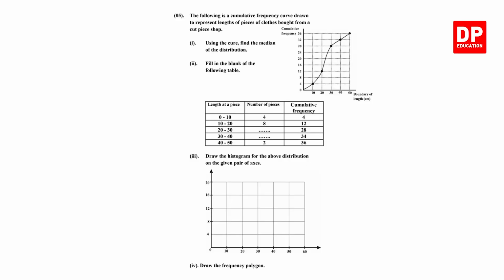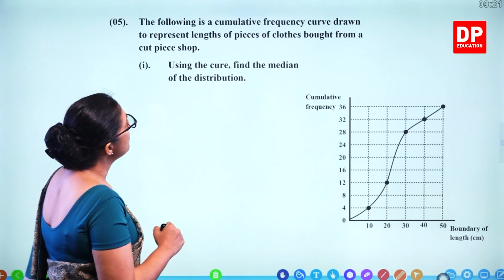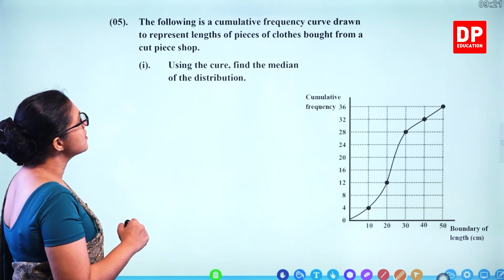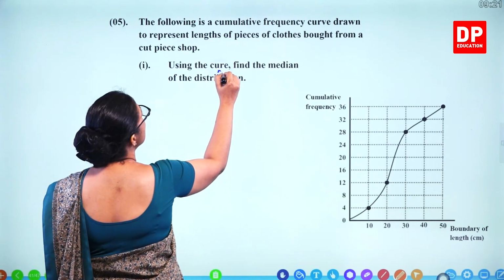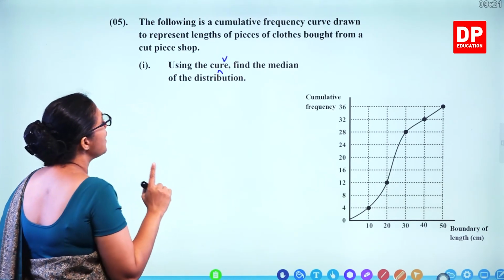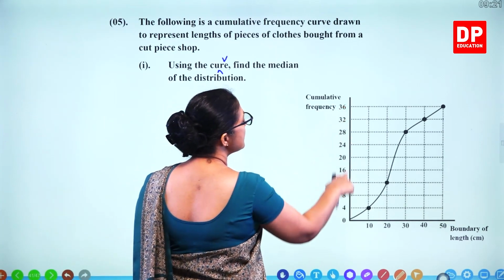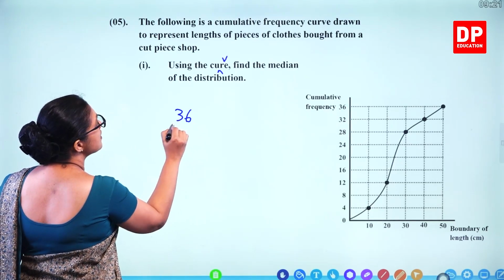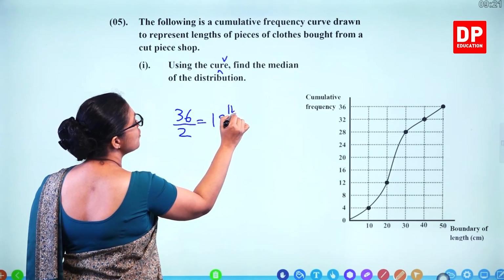Question number 5, that's statistics question. So, you get 4 parts there. The following is a cumulative frequency curve drawn to represent length of pieces of clothes bought from a cut piece shop. Using the curve, find the median of the distribution. Altogether 36 is there. So, how you find out the median? We take this and divide by 2. That means 18th one we have to take.